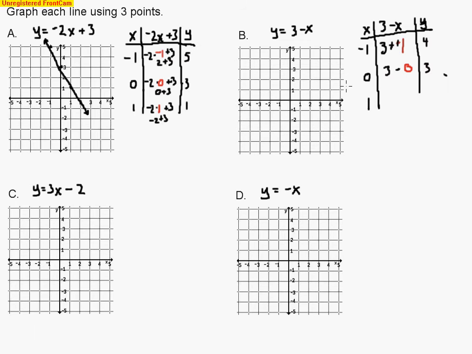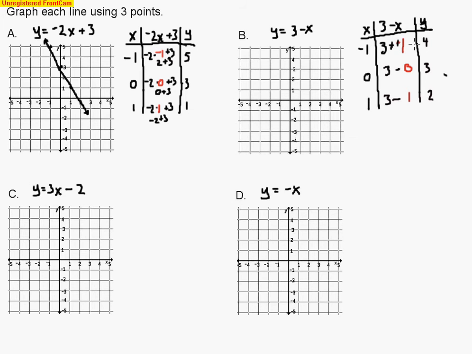And then I go ahead and do the next one. I put in a 3 minus, but then I take my input and I put that into the rule. And when I go and do that work, 3 minus 1, that just gives me 2. So now I've got all the numbers I need to go ahead and graph this. So I'll graph them one at a time.